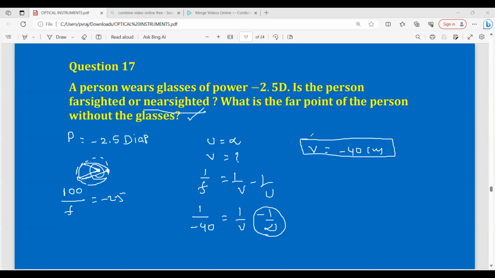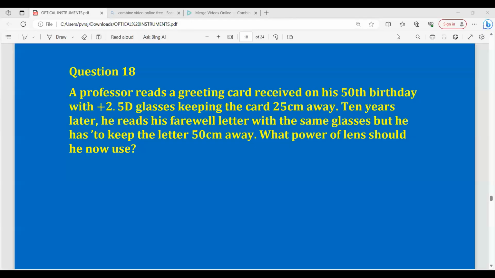To recover that and see at a distance like 25, what should we use here? We have to use this lens. The question: a professor reads a greeting card received on his 50th birthday with 2.5 diopter glasses, keeping the card 25 centimeters away. By keeping it exactly at 25 centimeters, he can read properly using glasses of power 2.5 diopters. That is the information for the first case.